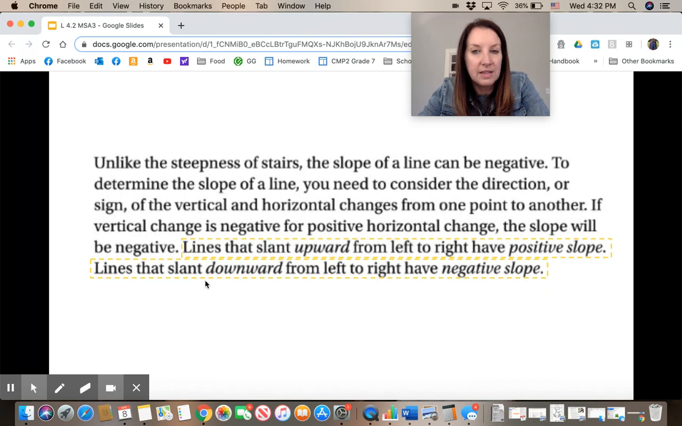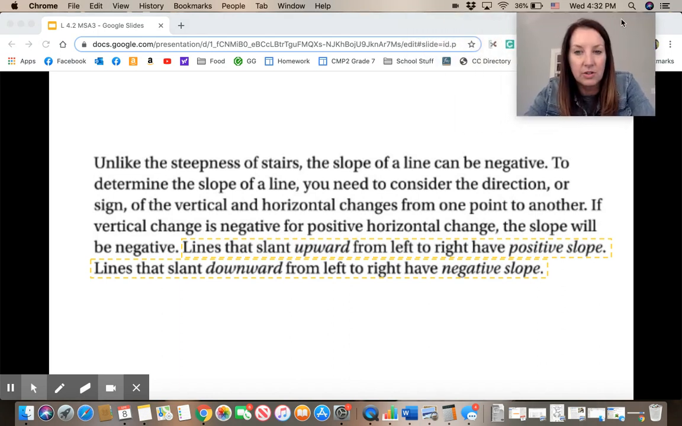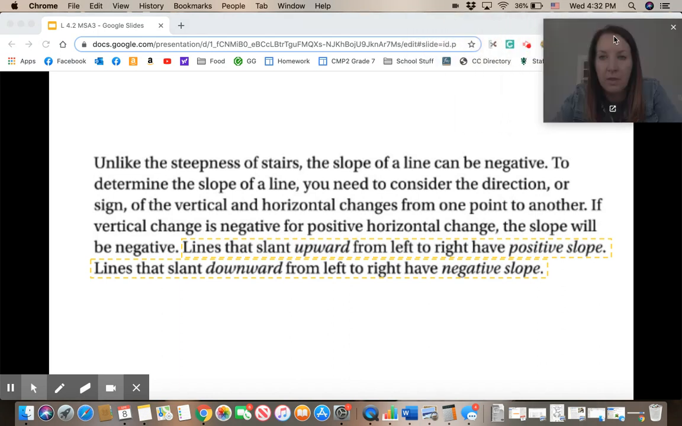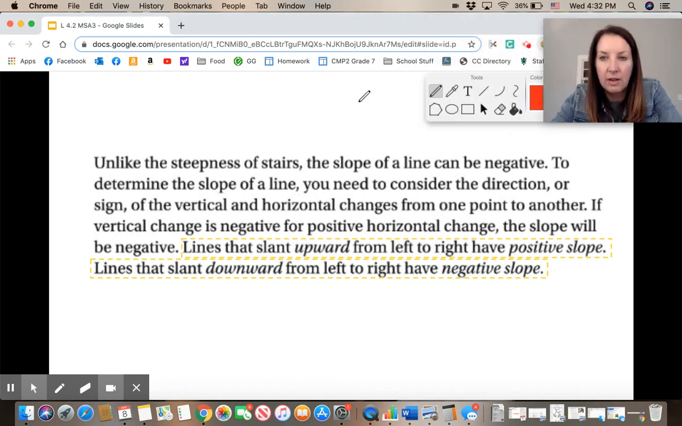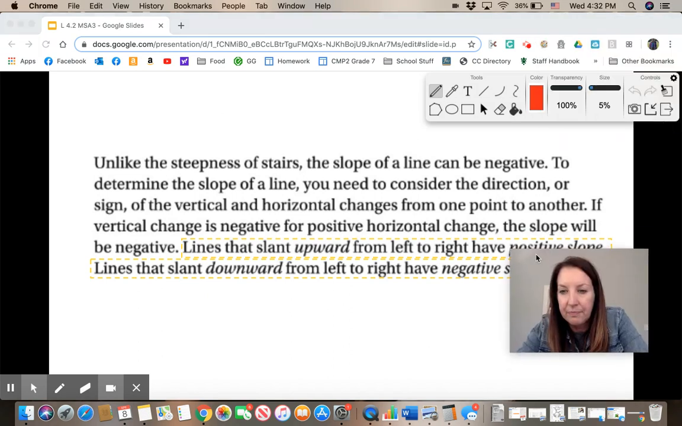Unlike the steepness of the stairs, the slope of a line can be negative. To determine the slope of a line, you need to consider the direction or sign of the vertical and horizontal changes from one point to another. It's really annoying that my drawing is back there, so I might have to move myself to the bottom. All right.